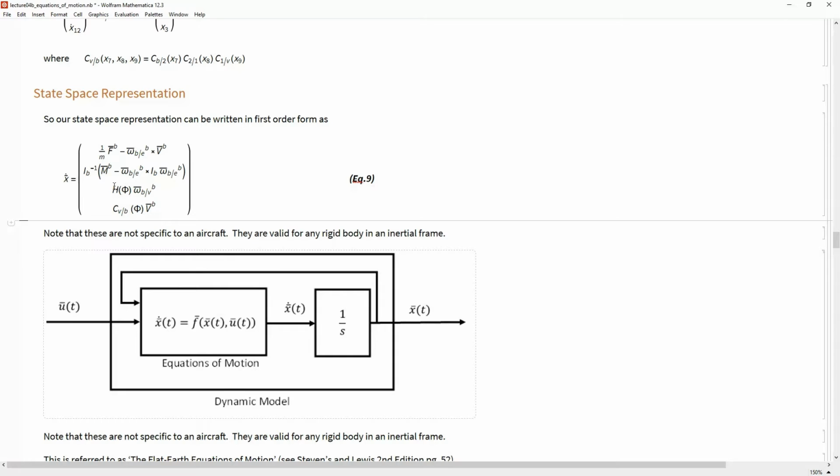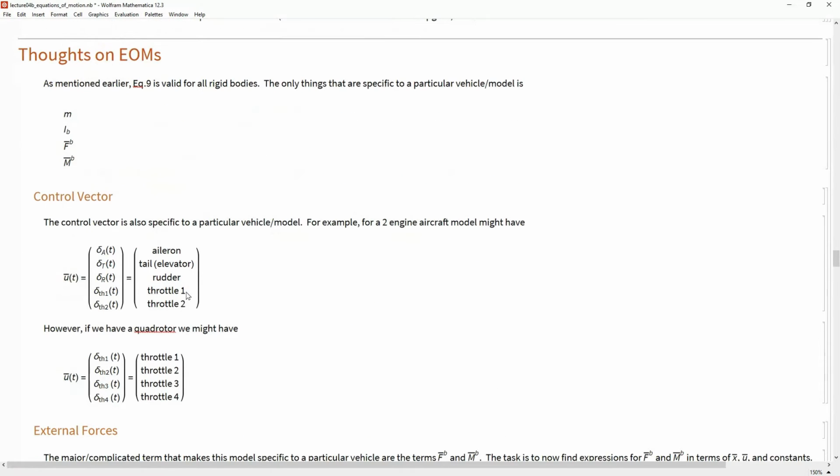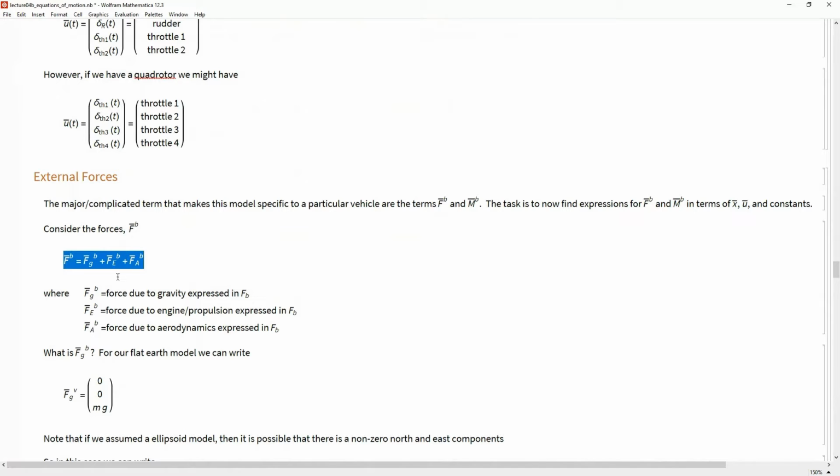Now, the thing that made these terms interesting and specific to a particular system like an aircraft, where obviously there were things like the mass and the inertia, but really it was this term right here, the external forces, and this term right here, the external moments, right? So let's consider the external forces. Remember, we talked about this in the previous video. Those external forces you could think about as being comprised of several different subsystems. One force that's acting on it is gravity. The other force that might be acting on your object is the engines or the propulsion. And then the last one is the aerodynamics. And this is the most complicated force, right?